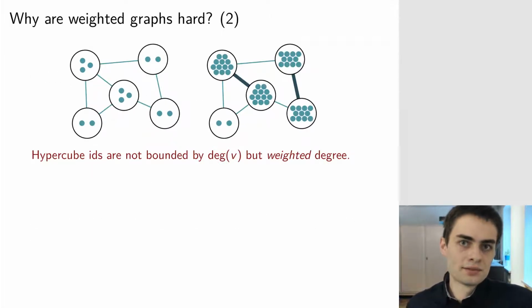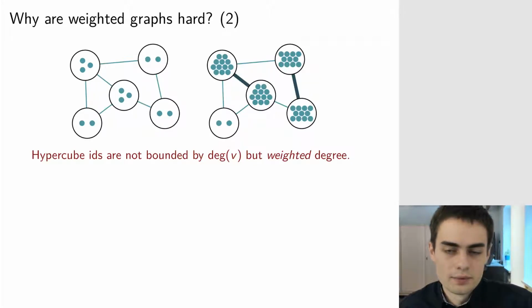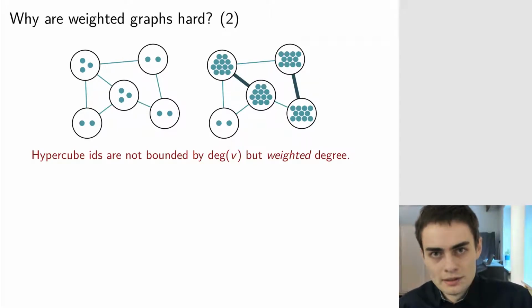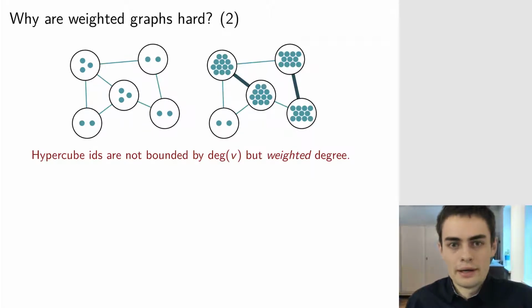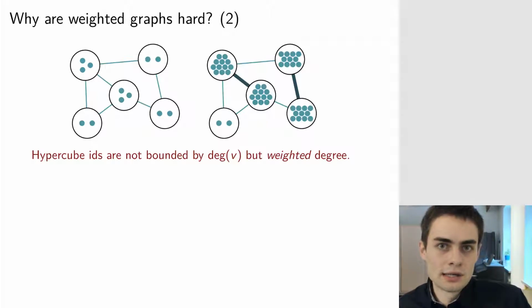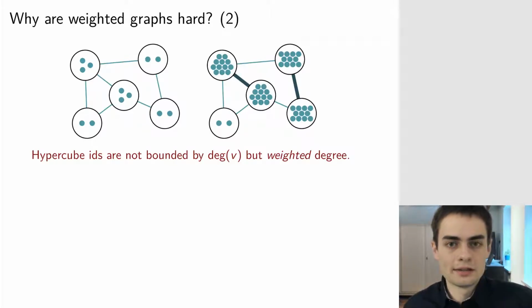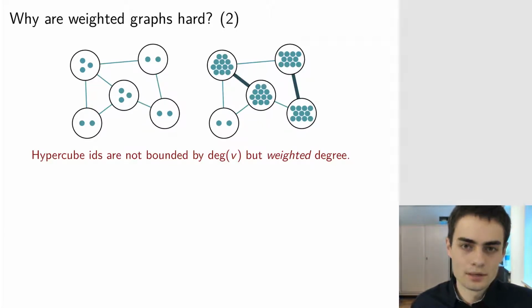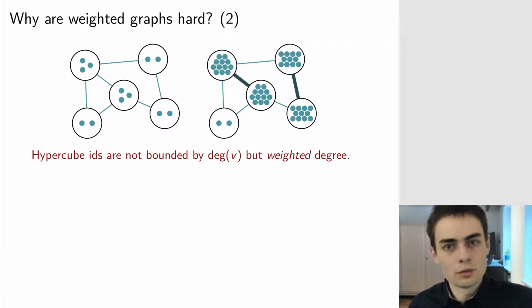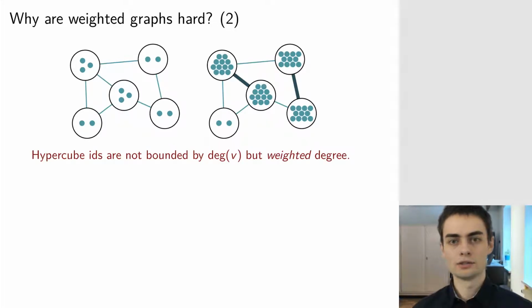So again, we run into a problem in weighted graphs. So actually, the number of hypercube IDs isn't bound by the degree of the node, but it's bound by the weighted degree. So the degree is the number of incident edges. Weighted degree, of course, is the sum of all adjacent edge weights, which can be quite large in unweighted graphs. So we'd have to have lots of hypercube IDs, and this doesn't really work because now we'd have to store lots of hypercube edges for each of these nodes.